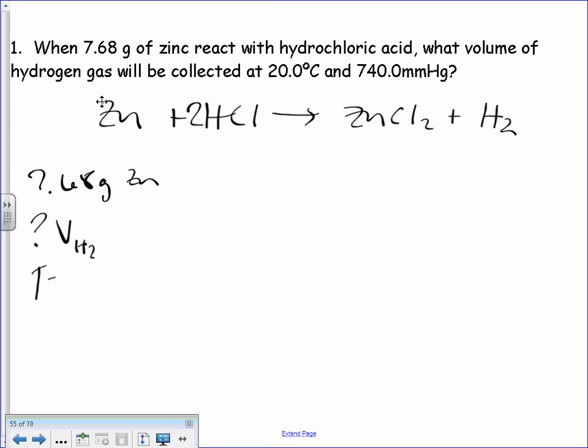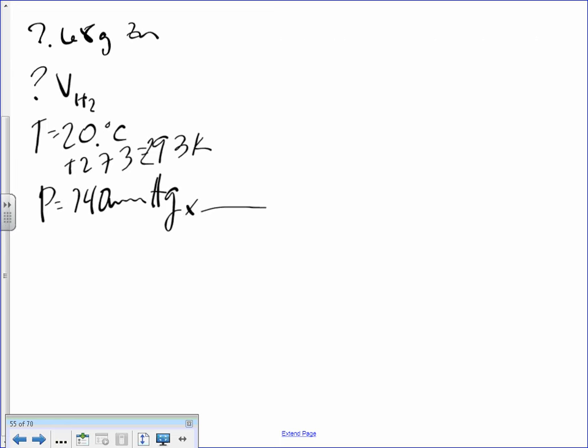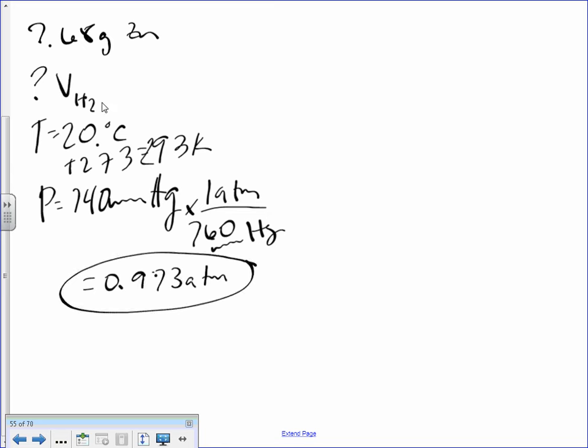At 20 degrees C, so temperature is what in Kelvin? 293 Kelvin, and 740 millimeters mercury. What did you have to do with that? Convert to atmosphere. So how do you do that? Divide by 760. So really what you're doing is multiplying by 1 atmosphere over 760 millimeters of mercury, and that gives you 0.973. There you go. There's our pressure. There's our temperature. I don't have that complete formula set up for PV equals nRT yet.